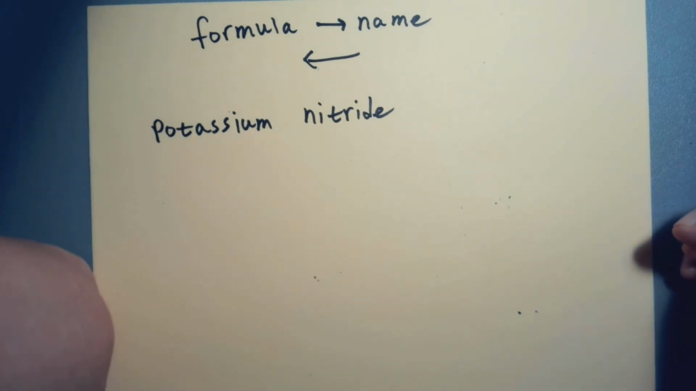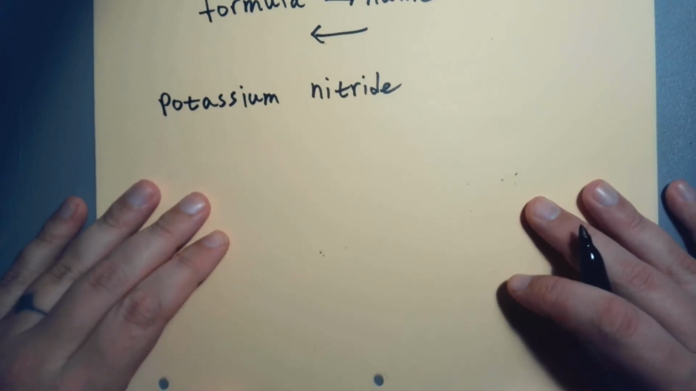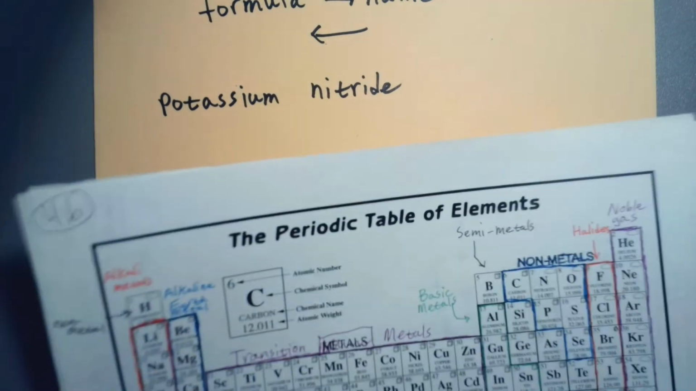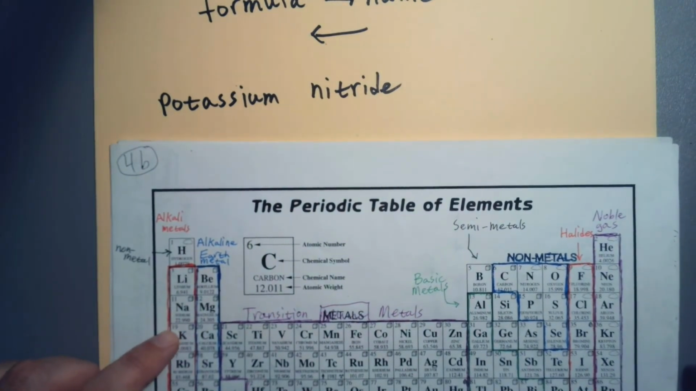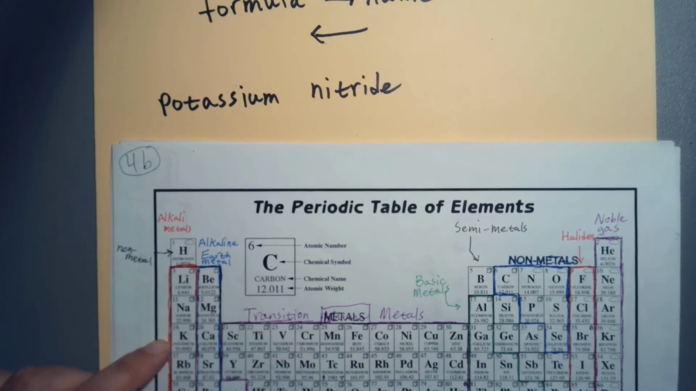So, potassium nitride. Here's what we do. Here's an approach I find works the best anyway. There's probably a couple ways to do this. I just identify what the ions are with their charges. So I go potassium. You can't spell without a K. So there you go, potassium.